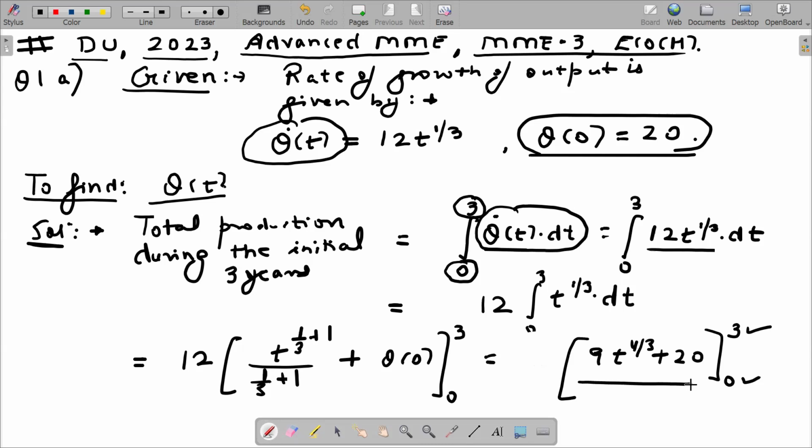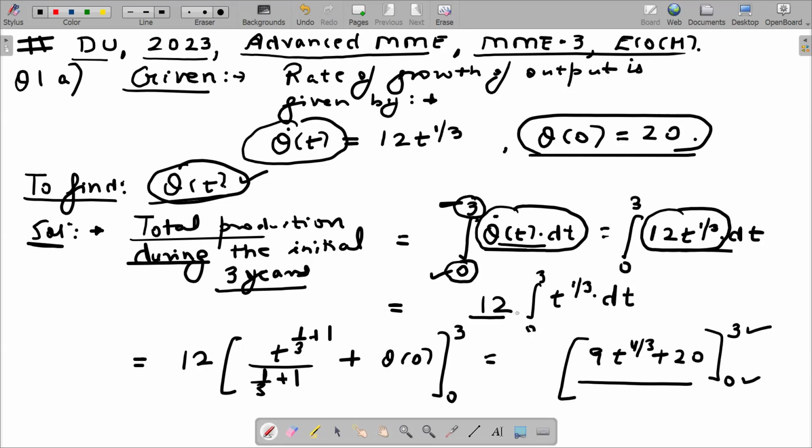So let me revise it again. Total production during the initial 3 years will be, I integrate from 0 to 3. What do I integrate? Q dot t dt. When we integrate q dot t dt, we get q of t, and q of t is the total production at time t. I need to find total production during the initial 3 years. That means as t goes from 0 to 3, I integrate q dot t dt. Q dot t is 12t to the power 1/3.